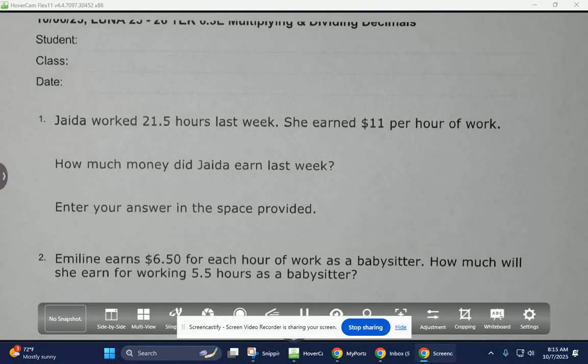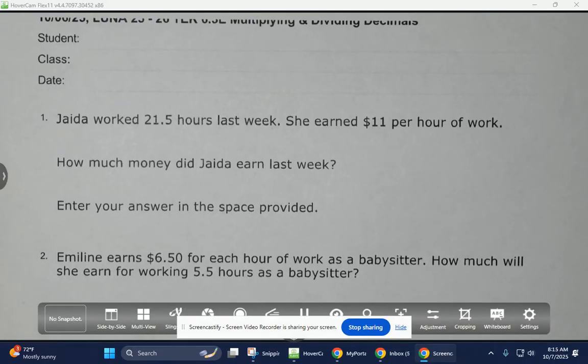We're going to go ahead and do a reteach over yesterday's test on multiplying and dividing decimals, which was TEK 6.3e. Now, a couple quick things.